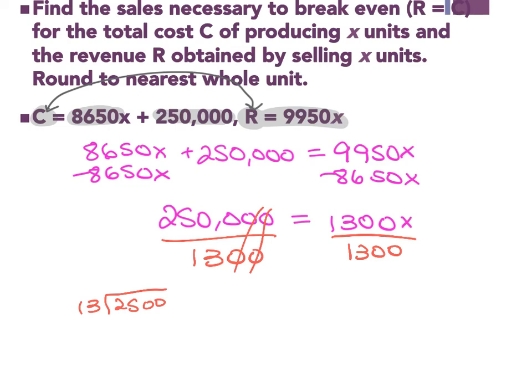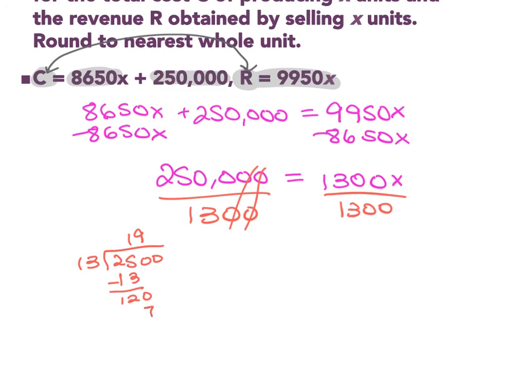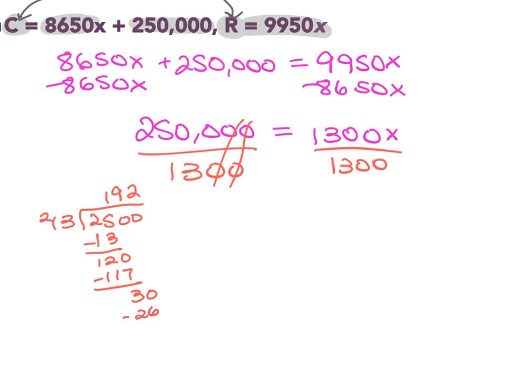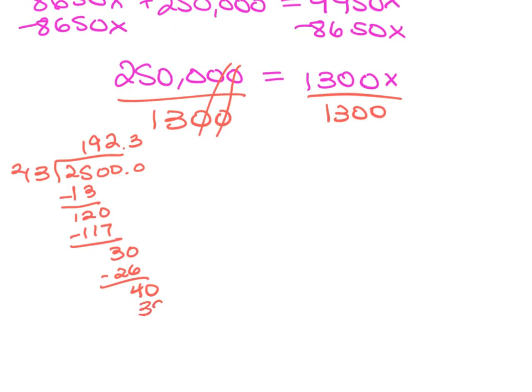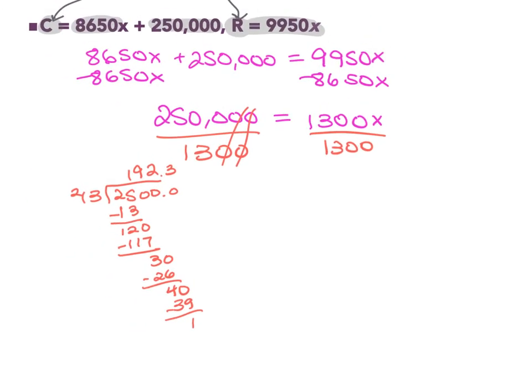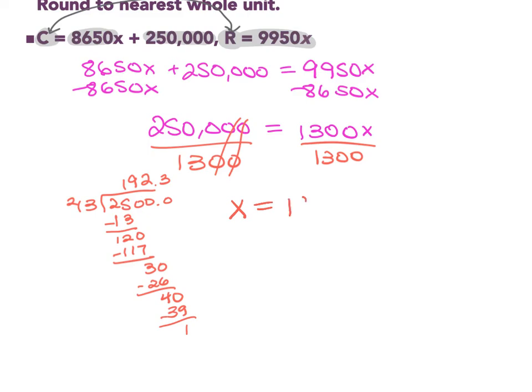Divide. So this is once. 9 times. Two times. Oops, not 0 yet. 3 times. Okay, so we're at approximately 192.3, okay?